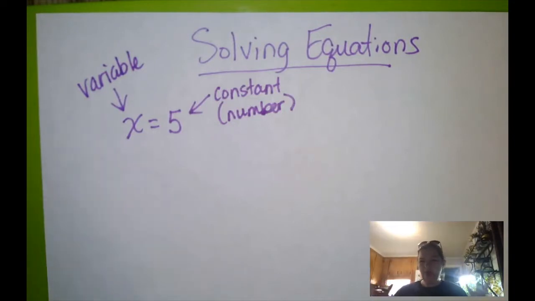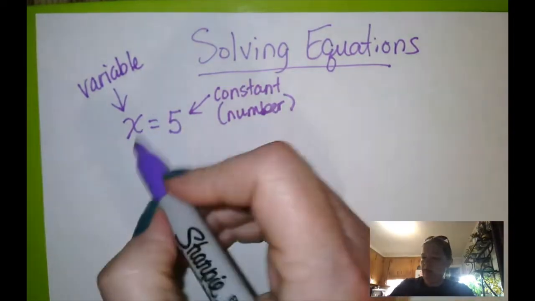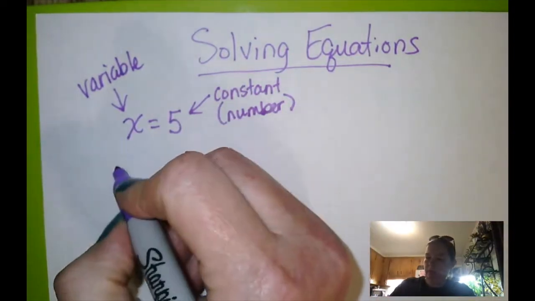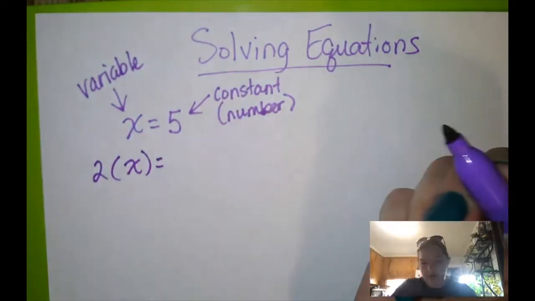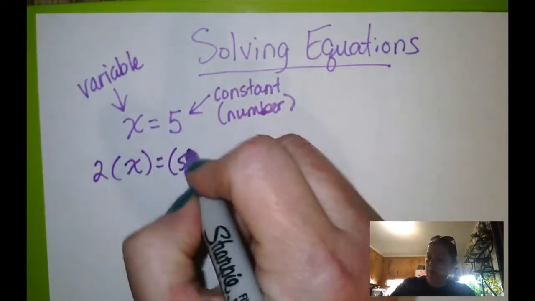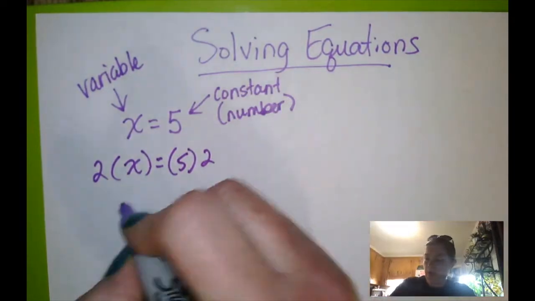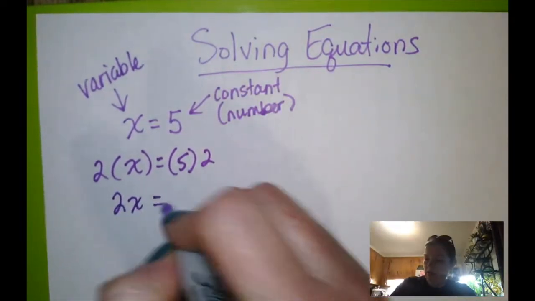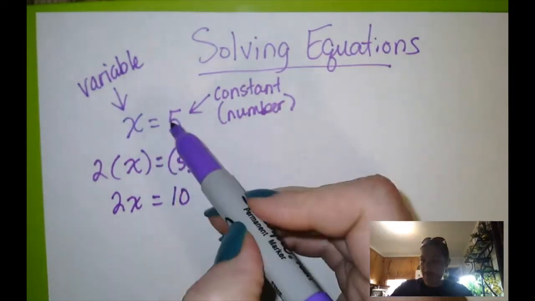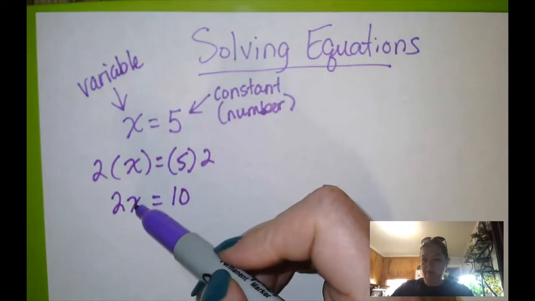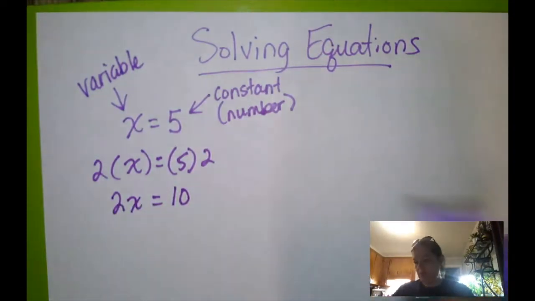An equation has got to keep balanced, so we're going to manipulate this a little bit. So if I want to multiply this variable by 2, what would I have to do to the other side? Well, I have to multiply it by 2. And we would get the equation 2x equals 10, right? You notice that the equation is still true. We set up here that the variable's 5. If we put 5 in place of x, 2 times x is 10.